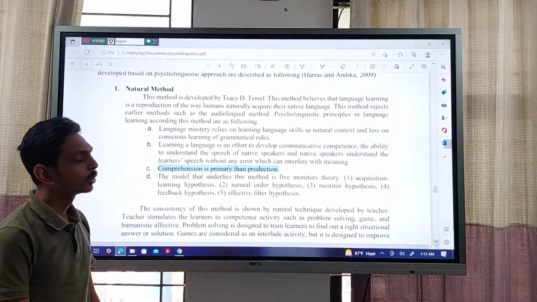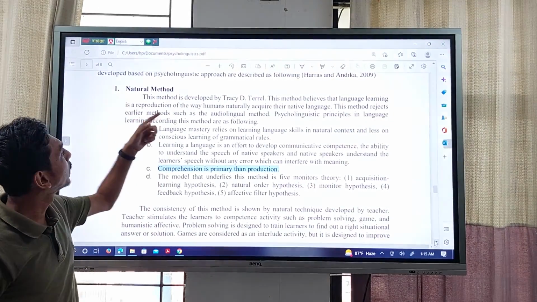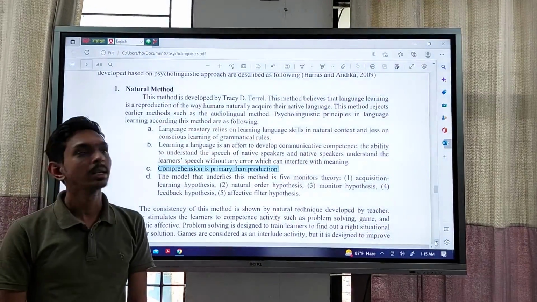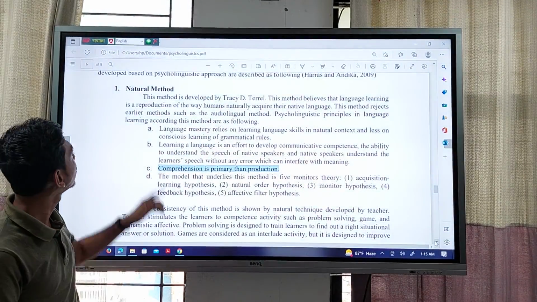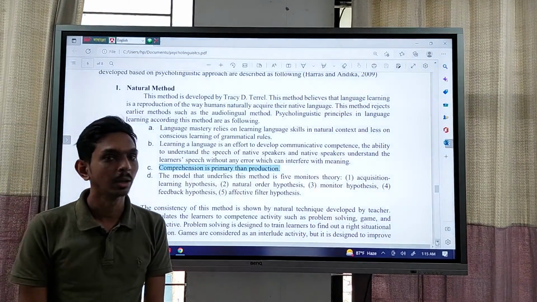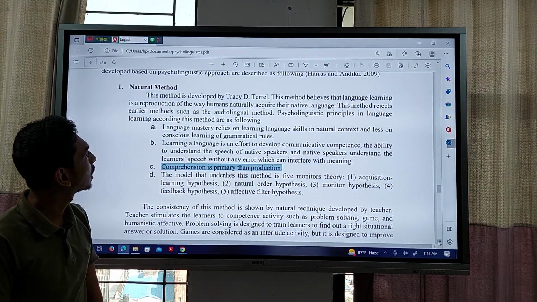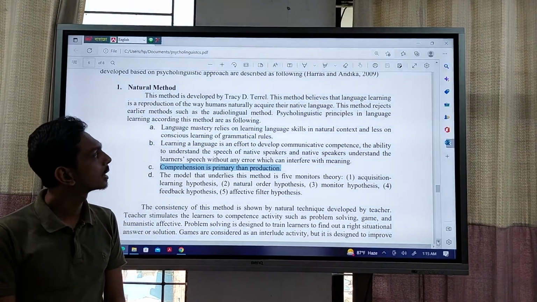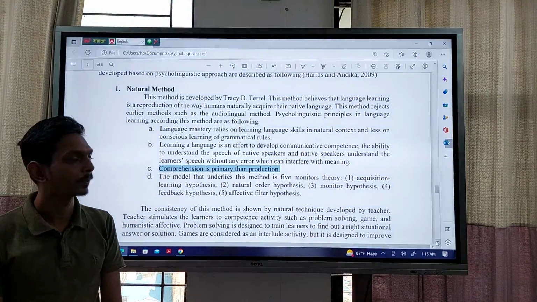Hello everyone. Today I am discussing the natural method. This method was developed by Tracy D. Terrell. This method believes that language learning is a reproduction of the way humans naturally acquire their native language. This method rejects earlier methods such as the audiolingual method. Psycholinguistic principles in language learning according to this method are as follows.